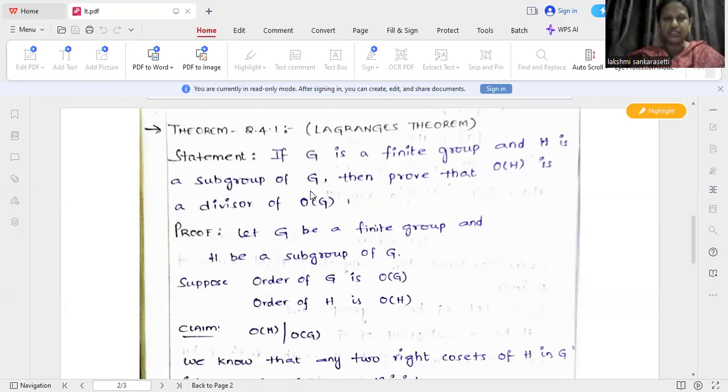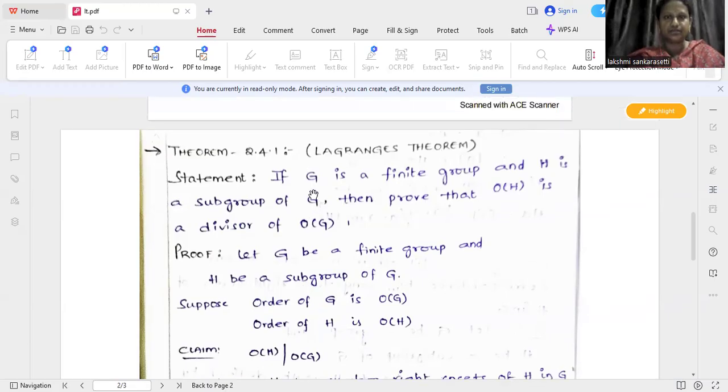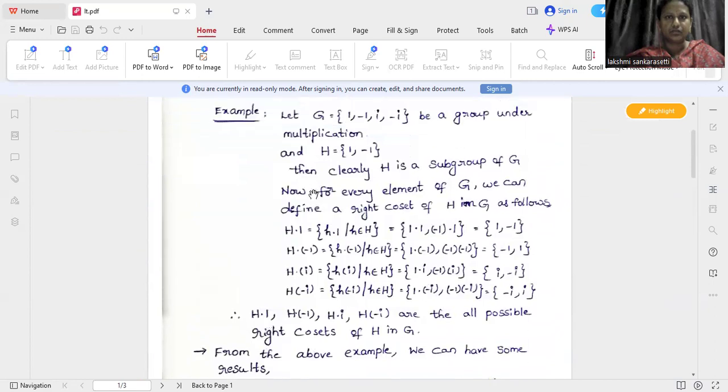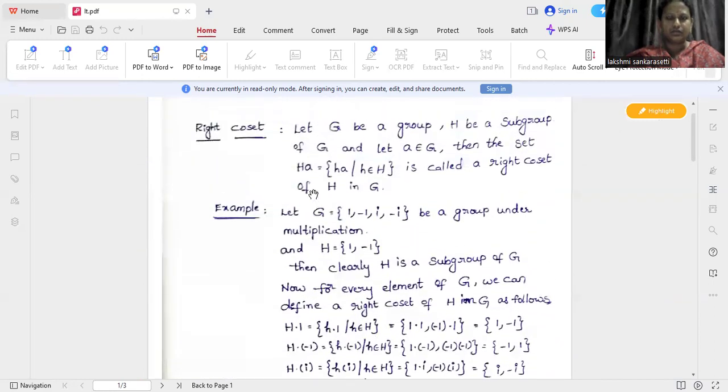Before going to prove this theorem, we need to know some basic concepts. That is the definition of a right coset. If G is a group and H is a subgroup of G, then for every a belonging to G, we can take a right coset. The set Ha is equal to the set of all ha, where small h varies over the set capital H and a is fixed. Then this set is called a right coset of H in G.